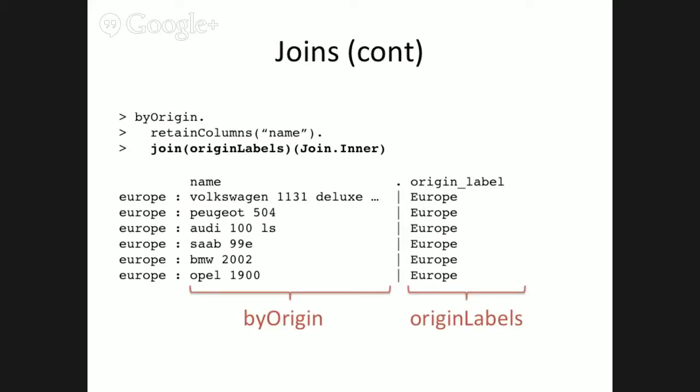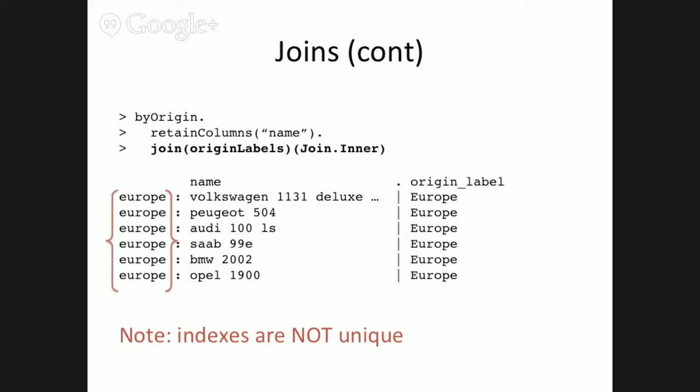Here, lovely. So this column came from the by-origin frame, and this column came from the original labels frame. That's kind of the main reason why the indexes are not unique. Whenever we're doing joins or anything, we're doing it based on the row keys, and if all our row keys were unique, joins would be pretty boring.